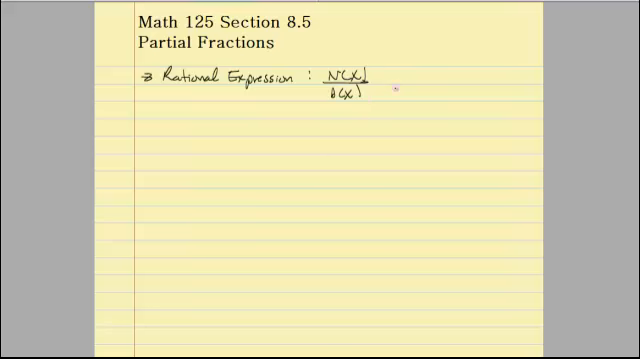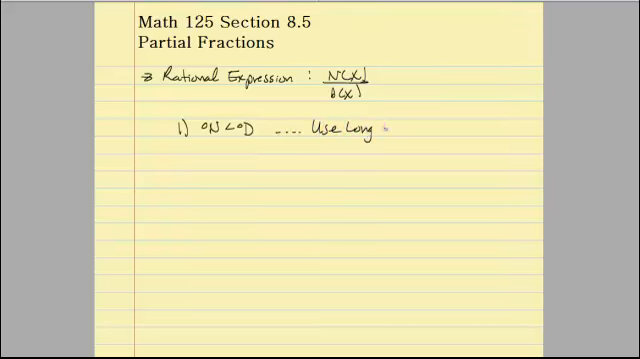So once I've identified that I indeed have a rational expression, the first thing I do is I make sure that the degree in the numerator is less than the degree in the denominator, meaning I don't want my fraction to be top heavy. I want to make sure that I have a proper fraction. Now, the way that you're going to fix this if this is not true is by using long division.